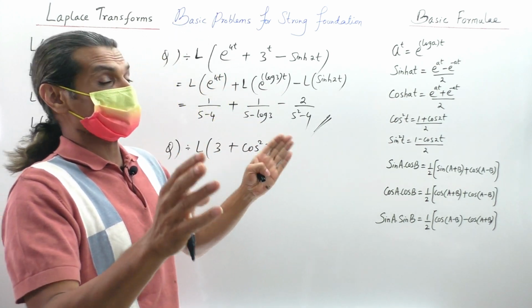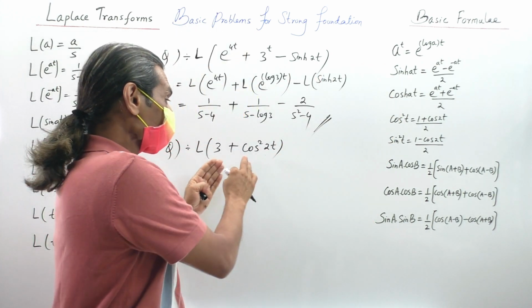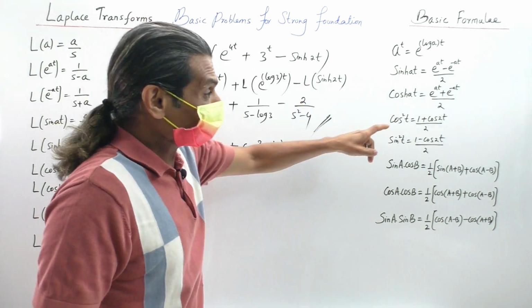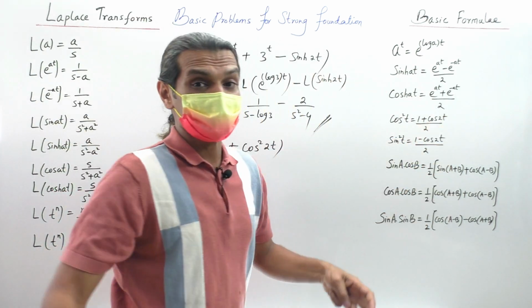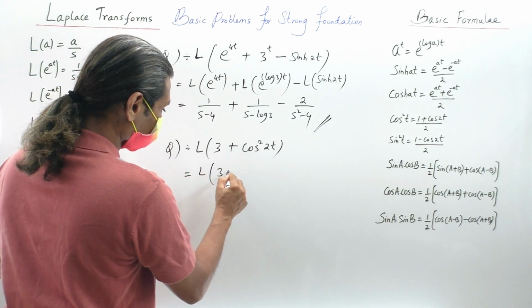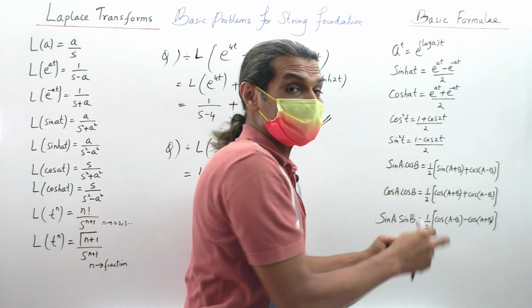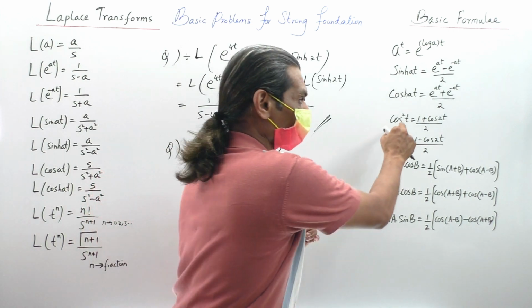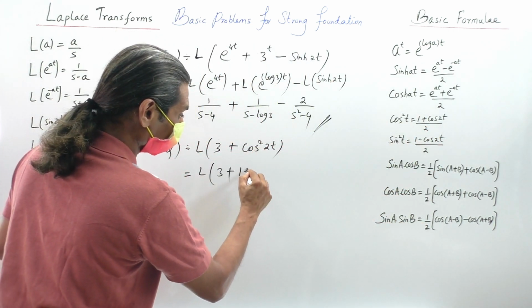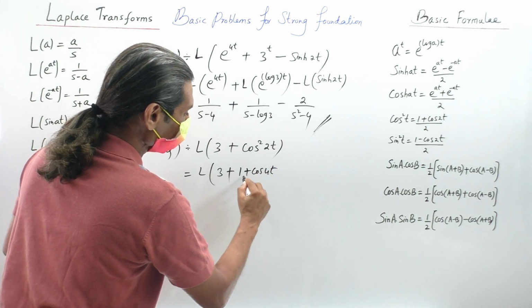See, pay heed to what I am telling you. If you get cos square 2t, then what's the formula here? Cos square t is 1 plus cos 2t by 2 is the formula. So we have this as Laplace of 3 plus. See, cos square, it's an angle formula, only the angle will change. Cos square t is 1 plus cos 2t by 2. So cos square 2t will be 1 plus cos 4t by 2.